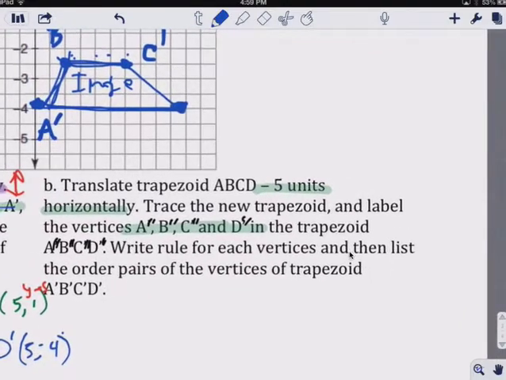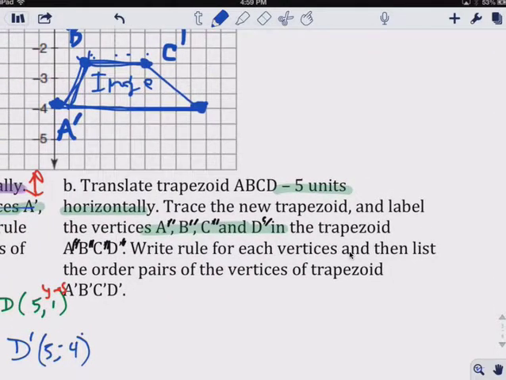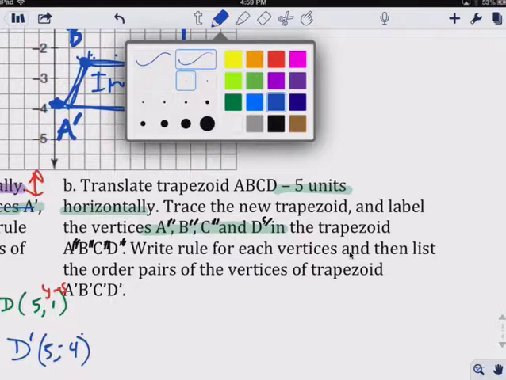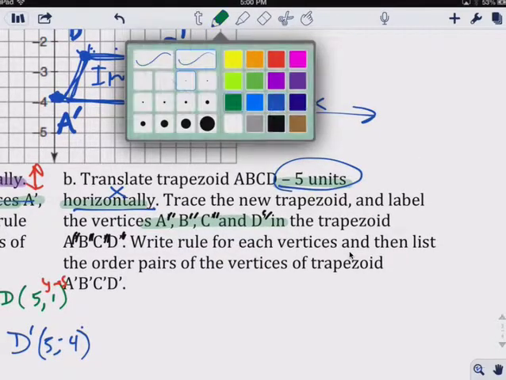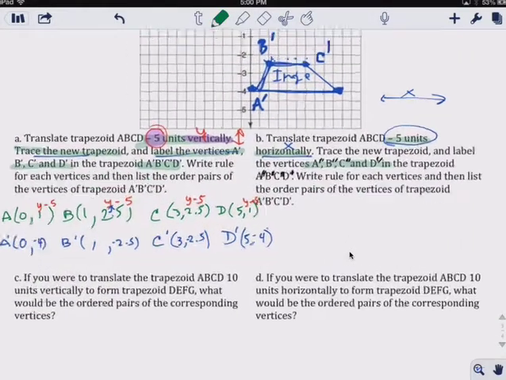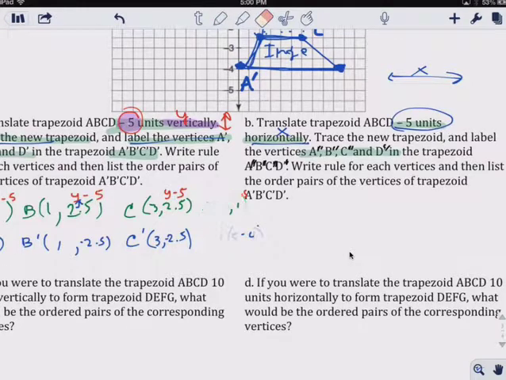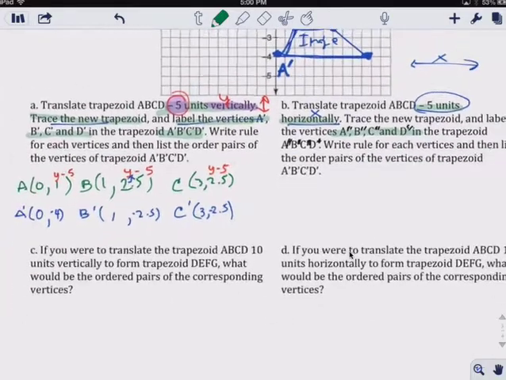Next one says negative 5 units. Translate trapezoid ABCD negative 5 units horizontally. Horizontal is this way, and that's the X line. I'm going to erase this, you guys. I know you can write smaller on your paper, but I can't. I have a hard time with my fingers.